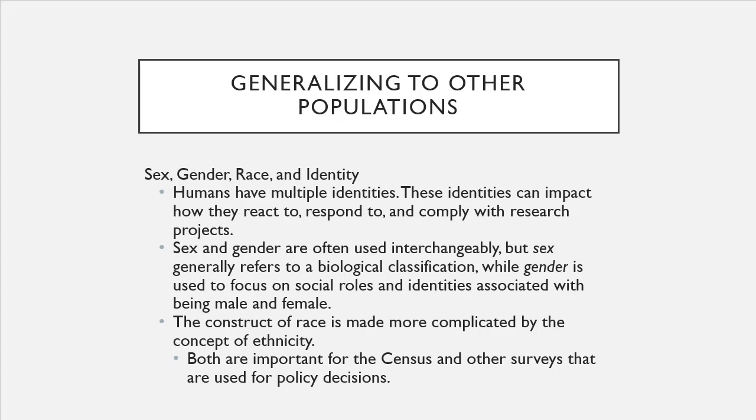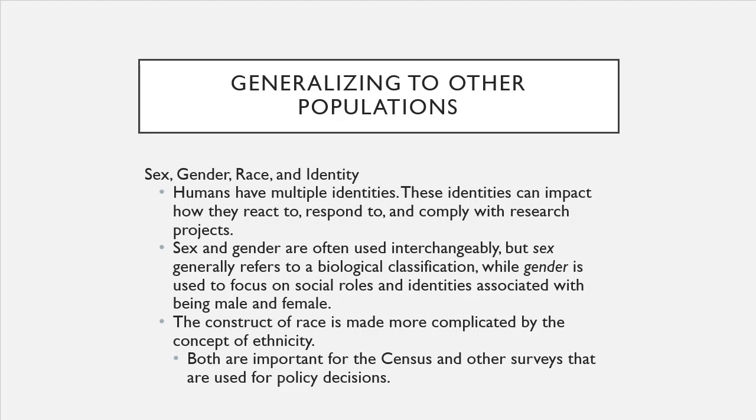So when we consider the idea of generalization to other people, we have to consider sex, gender, race, and identity. So we have to remember a couple of things, that sex, gender, race, and identity have multiple different ways of being measured. So if you have a study that's based on the construct of gender, however you've operationally defined it, you have to know that you're not able to generalize things so precisely because of the way that other people might define their own gender. Same thing with race and identity and sex.